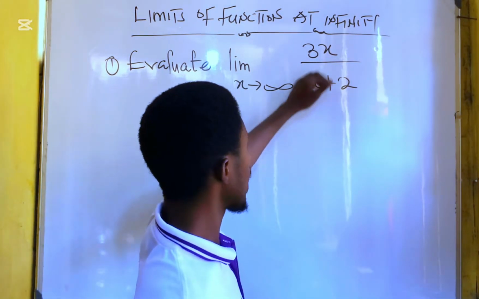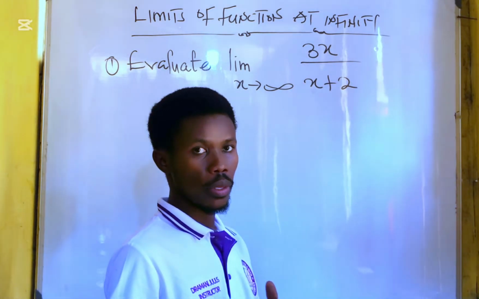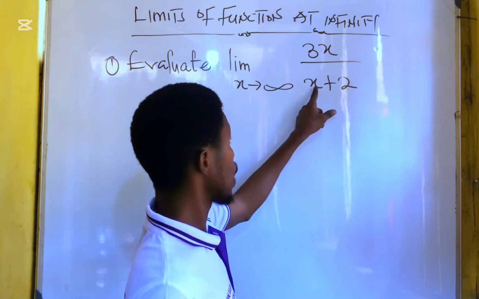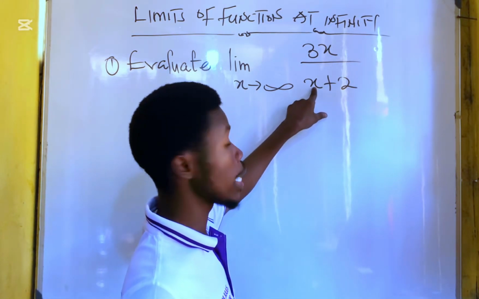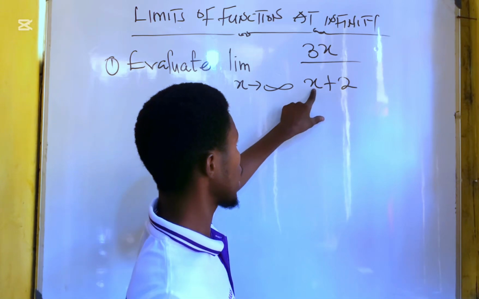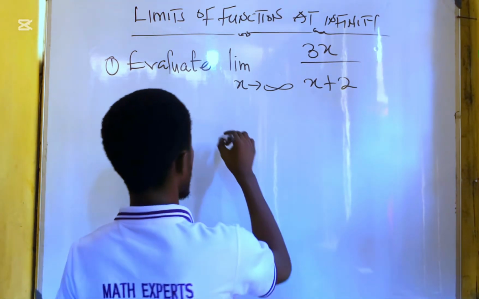After considering the highest power, this is what you are going to do. You are going to divide each term by the highest power that you pick. So if here we picked only x, it means that I'm going to divide here by x, here by x, here by x, each term of them. So let's see how we go about it.